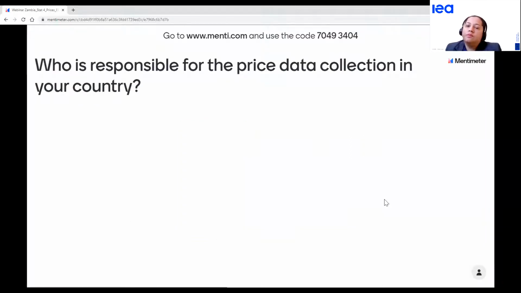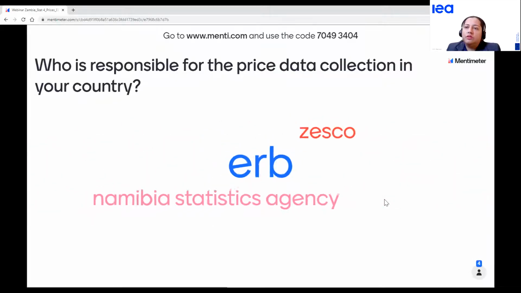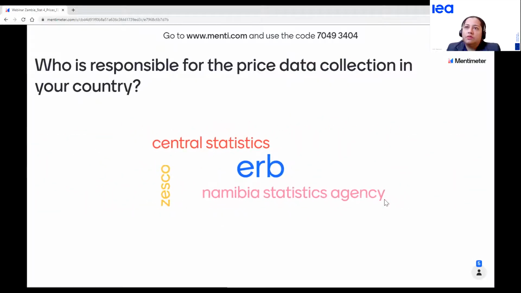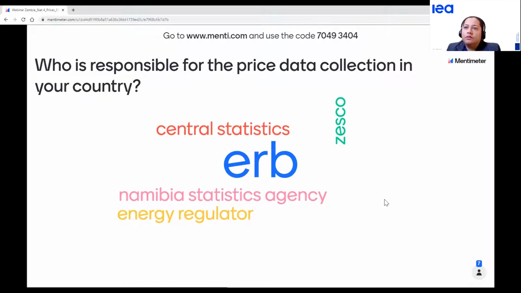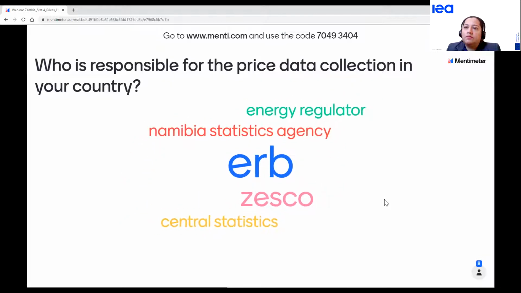Who is responsible for the price data collection in your country? Here we are interested in knowing about the institutions that collect prices in your country. A few of you had replied previously that you know that there is price data collection. So who are the different institutions that do this work? We have ZESCO, ERB, Namibia Statistics Agency, Central Statistics, energy regulators.